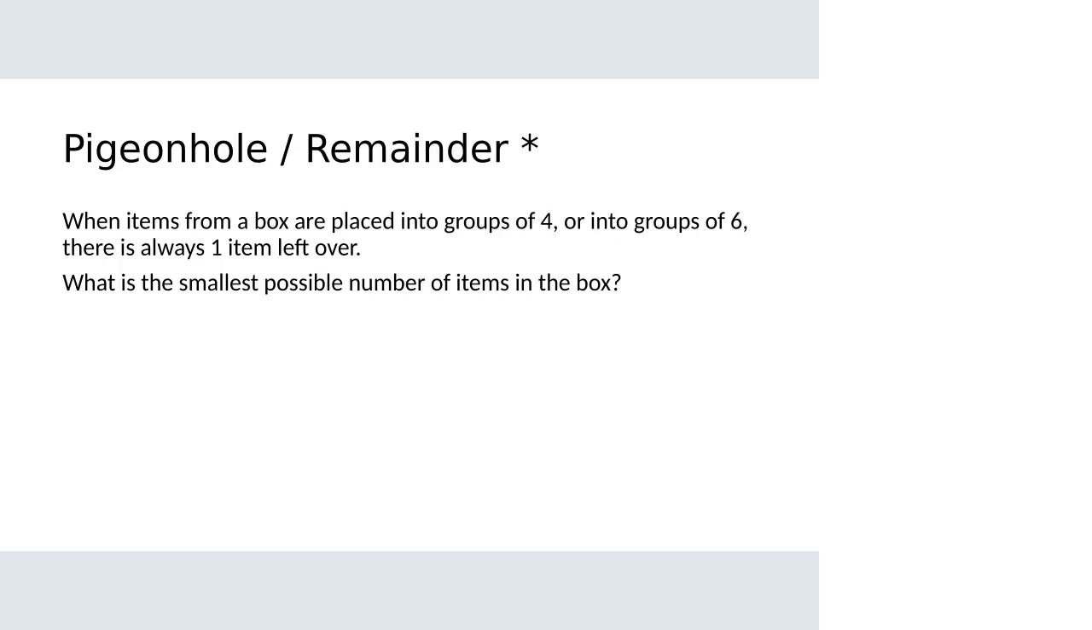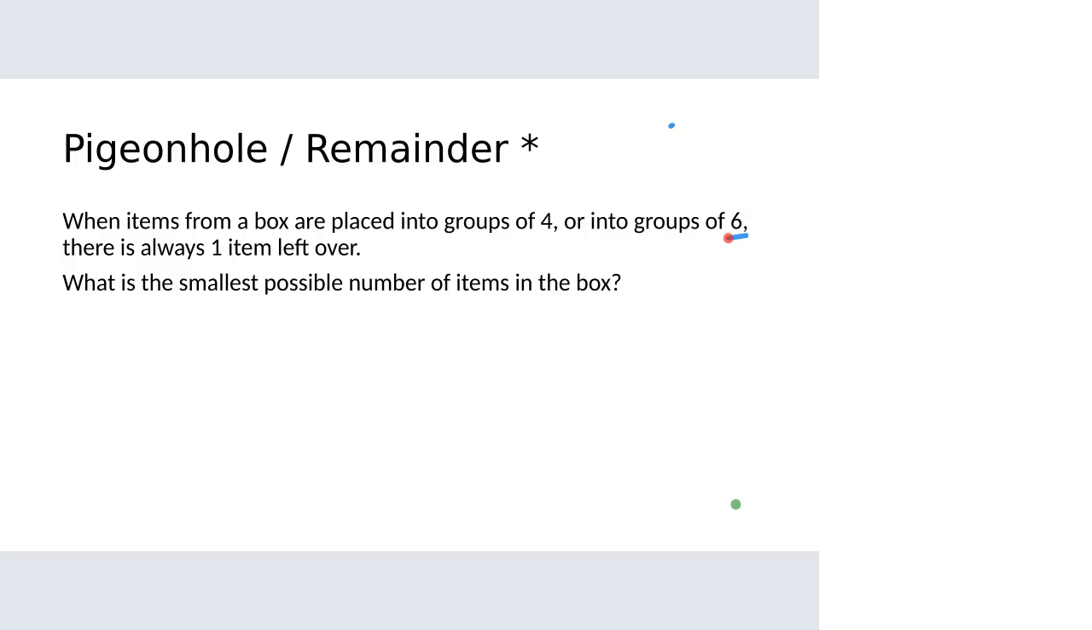All right, let's see how this one went. Strong agreement on 13, but also some other ones that one of those I'll talk about for sure. All right, so as we look at what we've got here, when items are placed into groups of 4 or 6, there's one left over. We're going to start with the larger of those two numbers. That's going to be our driving force here.